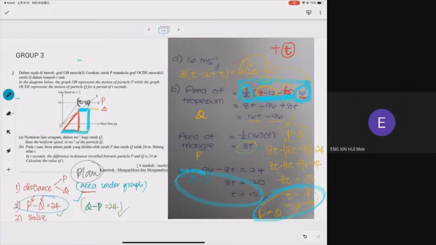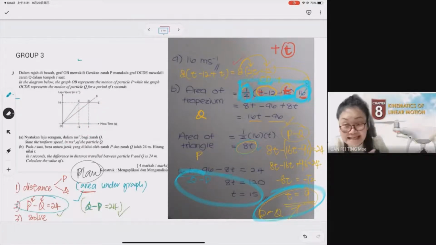15. Okay, why do you say 15? Because t is bigger than 12. Okay, because t is on the right of 12, it should be greater than 12. The value of t should be greater than 12.